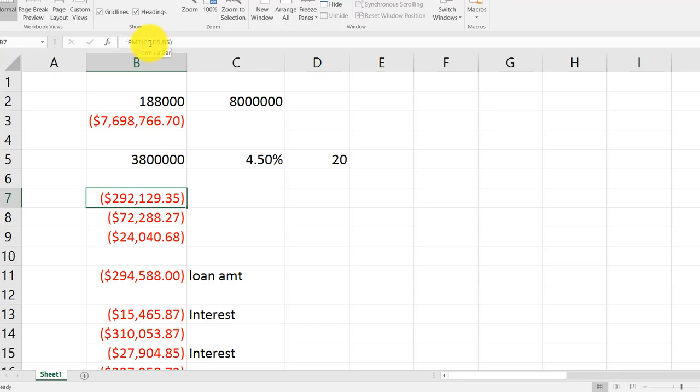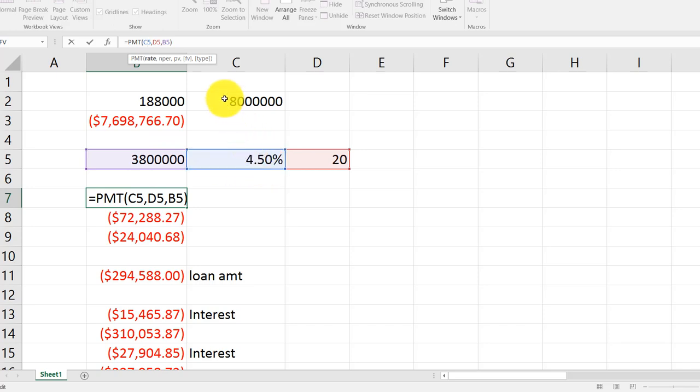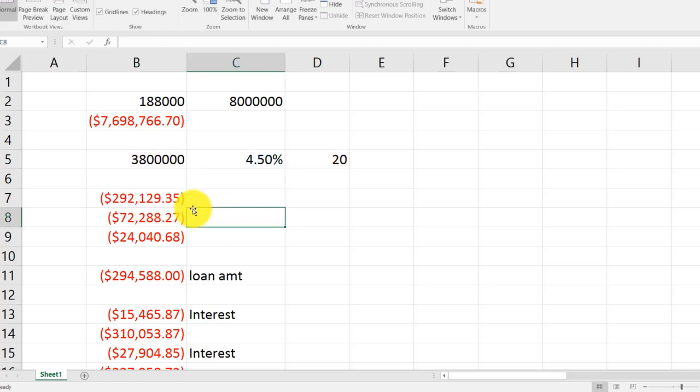So PMT, and then we're going to say that the rate is 4.5%. The number of periods is 20, number of payments, and then the amount is going to be the 3.8 million. And that will give you a payment of $292,129.35 per year. Now what if we change the terms?